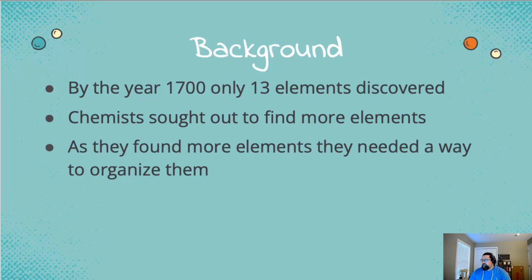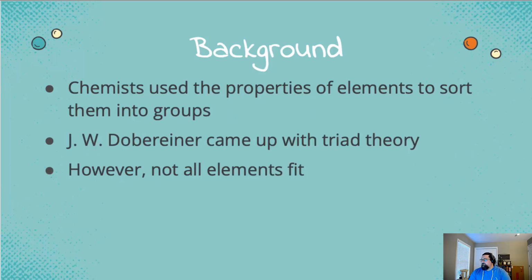And so the first one that came up was by this guy J.W. Dobereiner. He came up with the triad theory, which really just tried to group up elements that had common properties into groups of three and sometimes more. But really, the problem became that not only did not all the elements fit into these triads, but then you had to memorize all these different triads, and you kept coming back to again this disorganization. So he started though with this idea that certain elements have similar properties and can be grouped up.